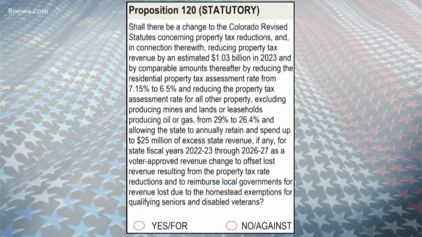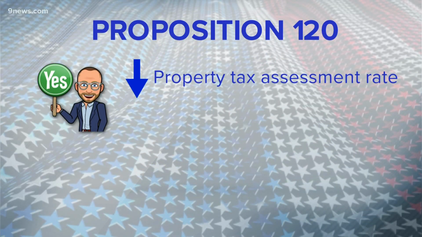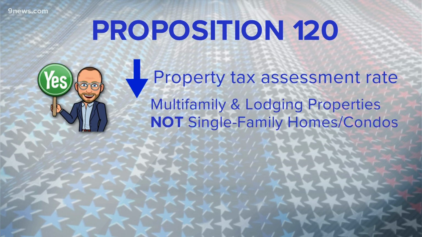As politics guy Marshall Zellinger explains, this is a ballot issue voted on by everyone, yet it only affects some people's property taxes. Proposition 120 has a lot of math. I mean, look at all the numbers. A yes vote means you want to lower the property tax assessment rate for certain property owners. The assessment rate is part of the equation that determines your property tax bill. A yes vote would lower the rate for multifamily homeowners and commercial lodging properties like hotels. This would not lower the rate for single-family homeowners or condo owners.